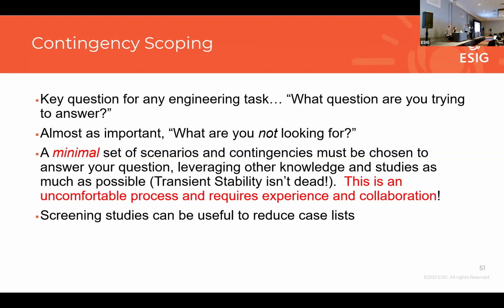So it kind of turns the whole thing into an iterative process. Unfortunately, if you see an issue in your EMT simulation, okay? Screening studies can be extremely useful to help reduce the case list. On the weak system side, we can look at metrics like short circuit ratio, weighted short circuit ratio. There are more advanced things you can look at to skim down the number of cases to just the worst case.